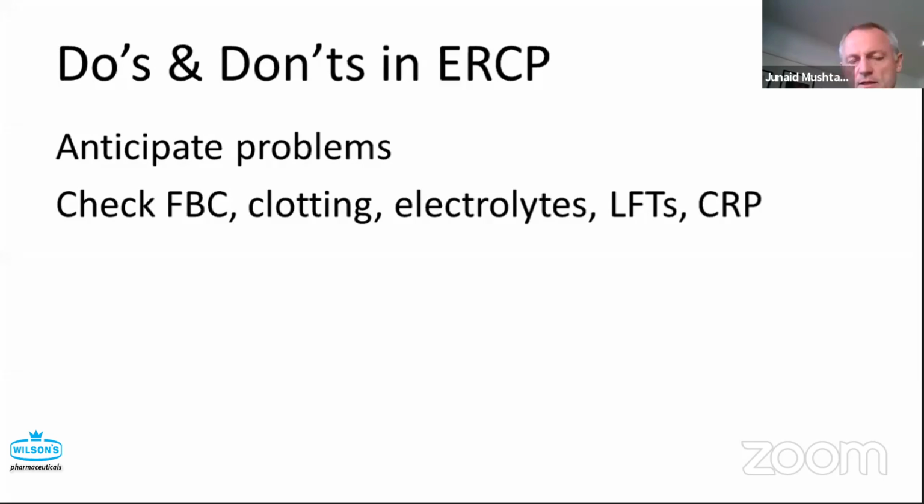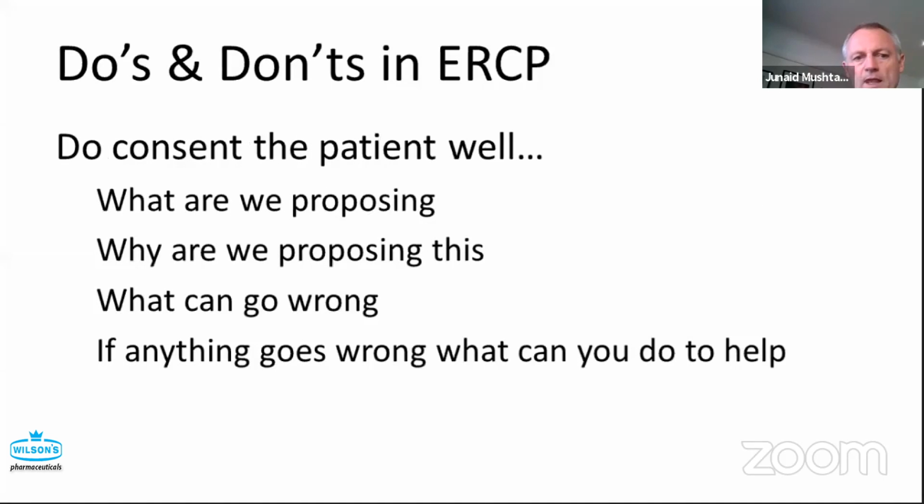Anticipate problems. Sometimes problems are not to do with the patient themselves, but about communication or logistics, or the patient is still in a hospital elsewhere and won't transfer to you until the morning of the planned procedure. So anticipate problems in terms of communication and what their needs are. Do consent the patient well. What are we proposing to do? Why are we doing it? What can go wrong? And if anything goes wrong, what can we do to help?